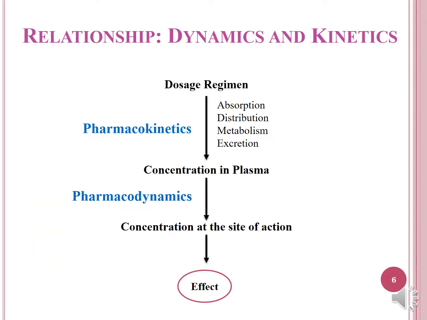So overall, the relation between dynamics and kinetics can be explained with this flow chart. The drug undergoes the different pharmacokinetic processes, ADME, and whatever is left, that concentration in the plasma, goes to the site of action and produces the action. So what the body does to the drug is pharmacokinetics, and subsequently what the drug does to the body, because it causes physiological changes, is pharmacodynamics. The pharmacodynamics makes up its effect. So overall, both are interdependent, dynamics and kinetics.